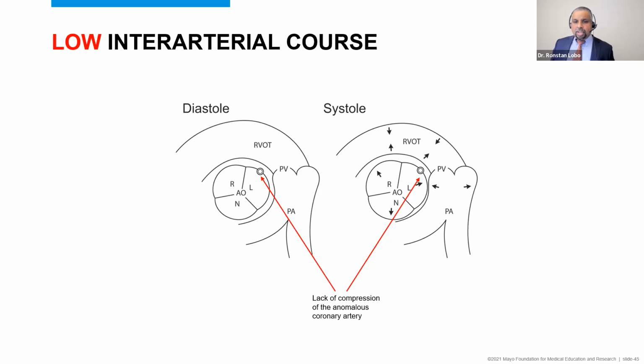However, in a low interarterial course, where the ostium comes below the pulmonary valve or subpulmonic, as we talked about earlier, they have a lower risk of being compressed because it arises between the RVOT and the aorta. And the RVOT contracts during systole. Therefore, the risk of compression is much lower.